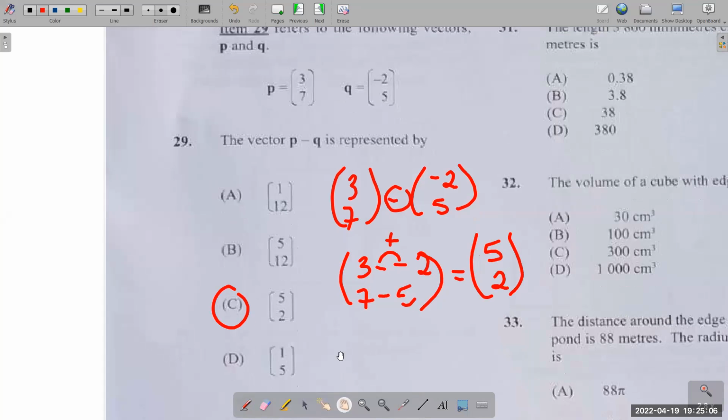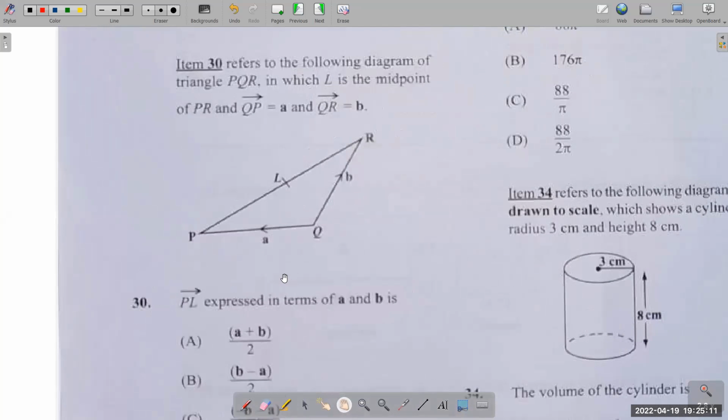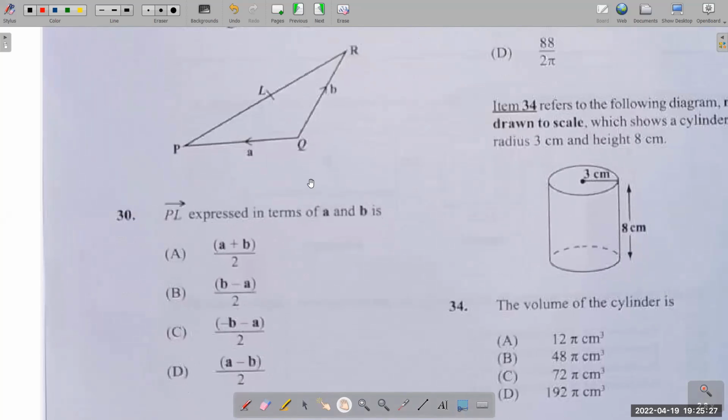All right, let's keep it moving. Vector questions. We should be able to mash up this by now. They tell us PQ, going from Q to P, is A. Going from Q to R is B. No, I ain't answering this question. Y'all have to tell me. How do I go from P to L? Which one is the answer?